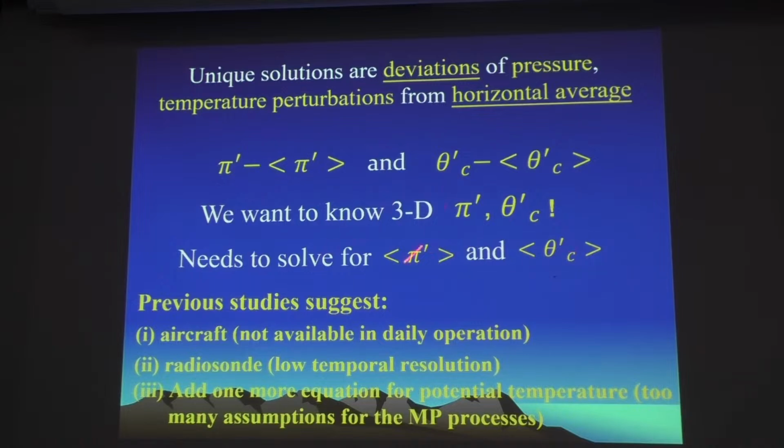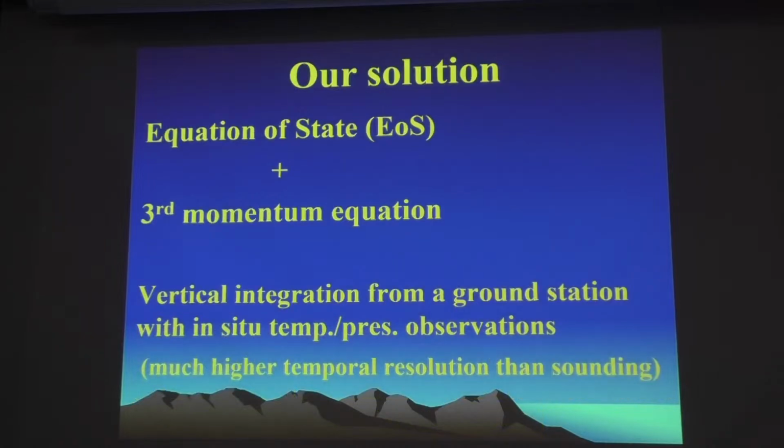Previous studies suggest we can use aircraft, but we know it is not available in daily operation. And we can also use the radiosonde, but the temporal resolution is still very low. Some scientists suggest we can add one more equation for the potential temperature, but I found we need to make too many assumptions for the microphysics process. So our approach is to use the equation of state and the third momentum equation.